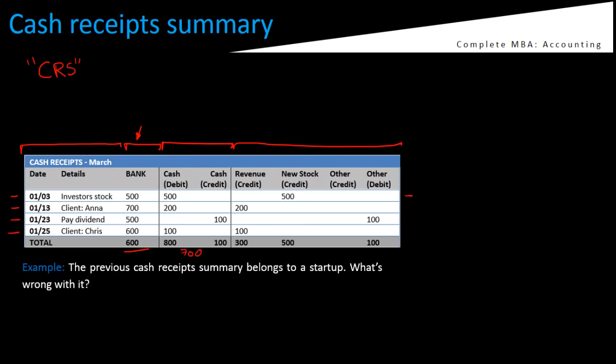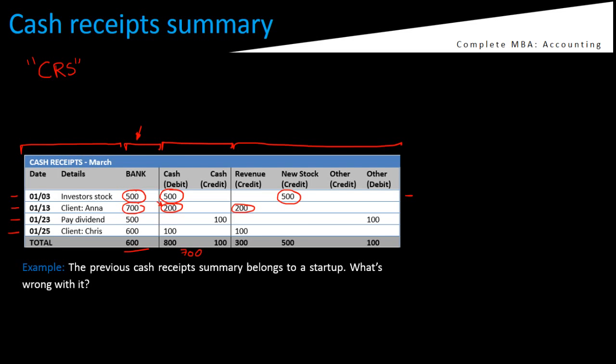The first line shows that investors put money into our company and received stock in exchange. That's why the cash account is debited, and we see 500 euro in our bank, and the new stock account is credited with 500 euro. Until here, everything looks normal. Let's go to the second line. Here, our first client, Anna, debited cash for 200 euro and created revenue. So our bank went from 500 plus 200 euro to 700.